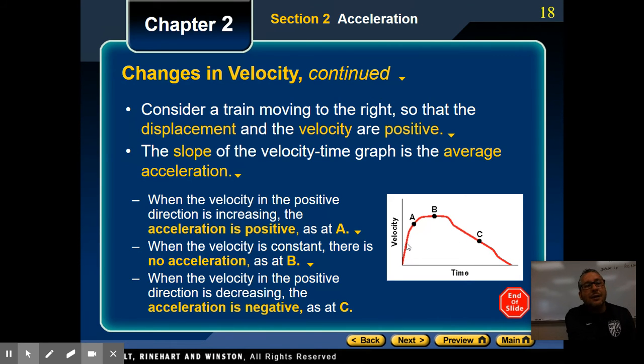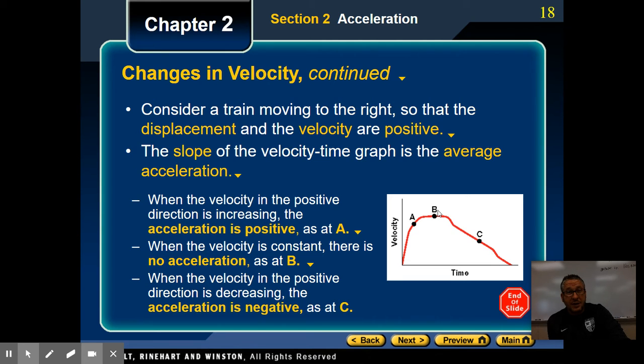So looking at an object as it's traveling, as the train is moving to the right, the velocity in the positive direction is increasing in that instance, then the acceleration is positive, what we see here. Velocity is increasing as time goes on, so acceleration would be positive. However, when we get to this point right here, where B is, we see that it levels off, it plateaus. So velocity is not increasing, it's remaining constant. So if velocity is constant, acceleration will be 0.